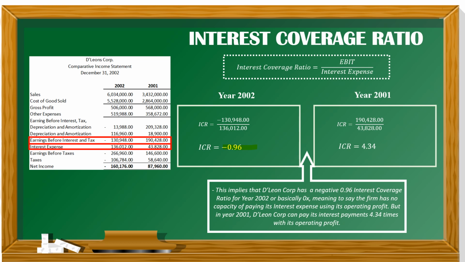This means that De Leon Corp has a negative 0.96 interest coverage ratio for 2002, or basically zero times. Meaning to say the firm has no capacity of paying its interest expense using its operating profit. But in year 2001, the Leon Corp can pay its interests 4.34 times with its operating profit.